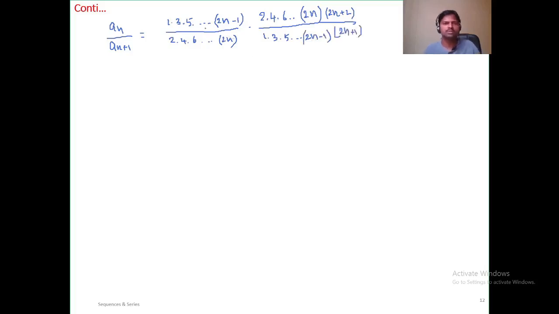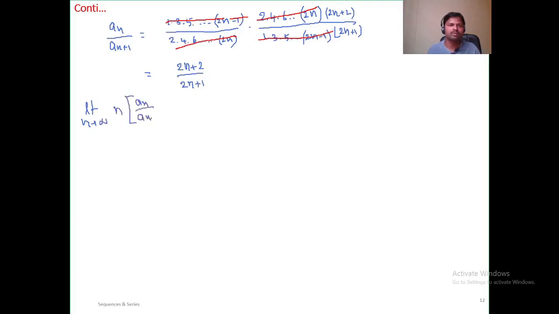Now let us cancel the similar terms. Up to 2n, all these terms will be cancelled out. And 1 into 3 into 5 up to 2n minus 1, all these terms will be cancelled out. What remains now? In the numerator only 2n plus 2 remains, and in the denominator 2n plus 1 remains. Now let us move on to the limit value: limit n tends to infinity, n into an by an plus 1 minus 1. This value I want.